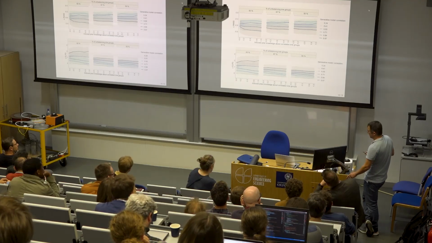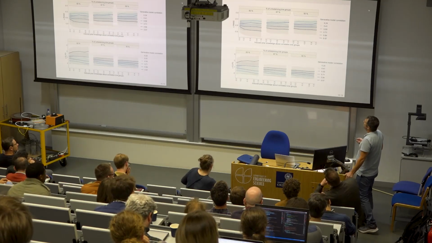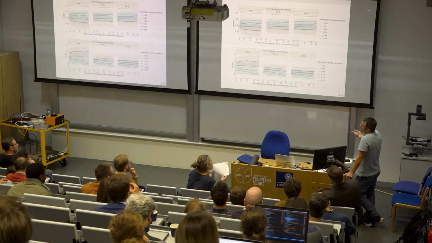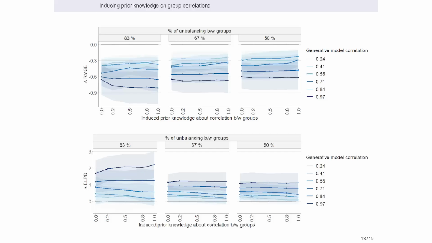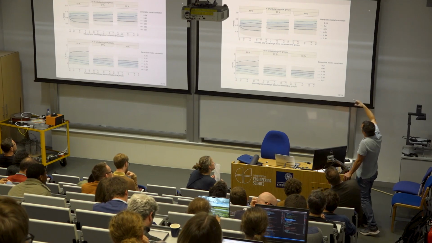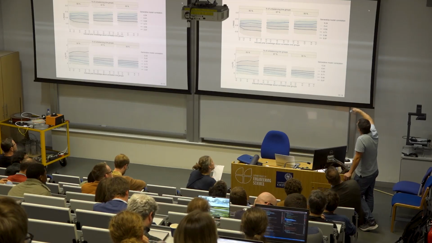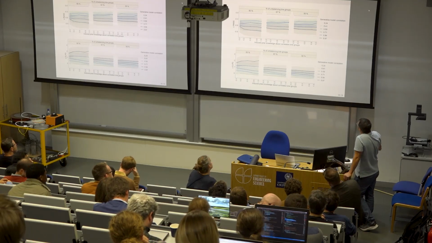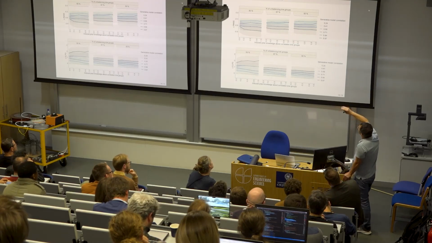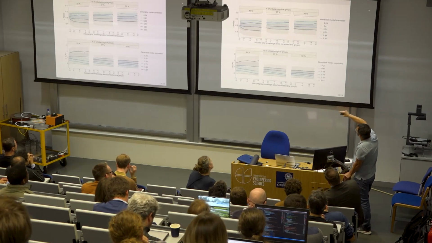We also made experiments in order to evaluate the benefit of inducing prior knowledge on the similarity distances, the benefit of defining informative priors. But in terms of predictive performance, we found that inducing prior knowledge or defining informative priors doesn't improve the performance much in all the settings we tested, regardless of the true correlations of the groups or the degree of unbalancing. The performance as a function of the amount of induced prior knowledge is mostly constant.